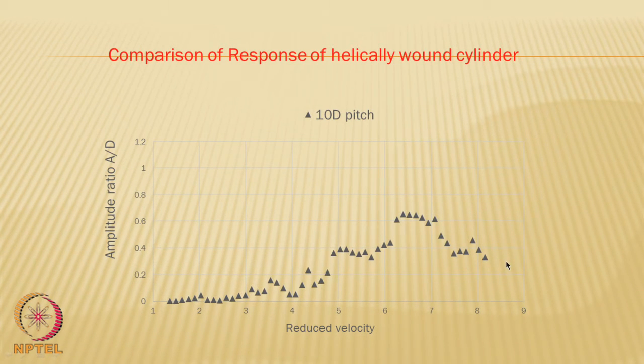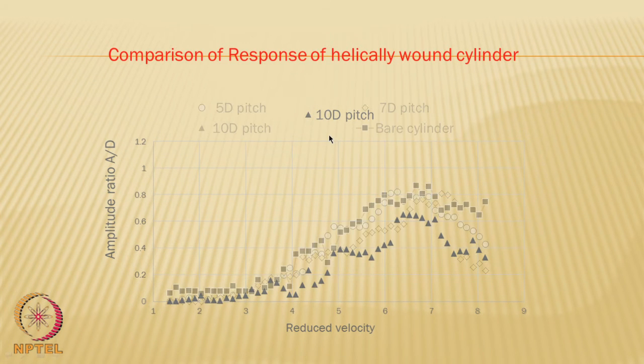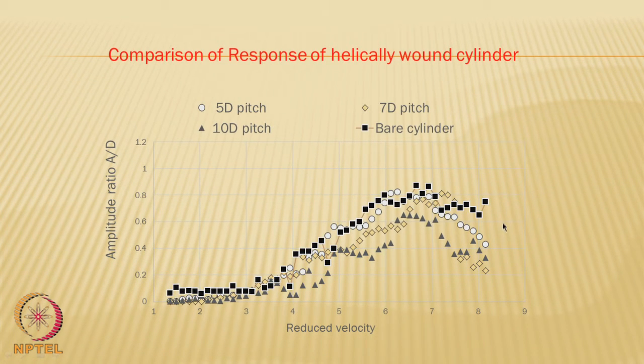So, the plots are now compared for different pitch of the helical strakes or the wires which are wound on the surface of the cylinder at different pitch values. So, now they are superimposed and compared with the bare cylinder. The plot with the black square filled in is for the bare cylinder, whereas other plots are shown for the helical wires wound around the cylinder. One can very clearly see this gives a very effective suppression of the response of the cylinder at various reduced velocity ranges for different amplitude ratio as seen in the curve.